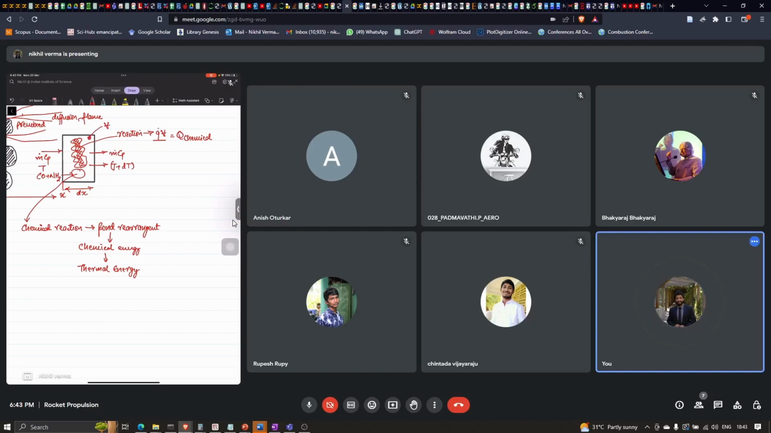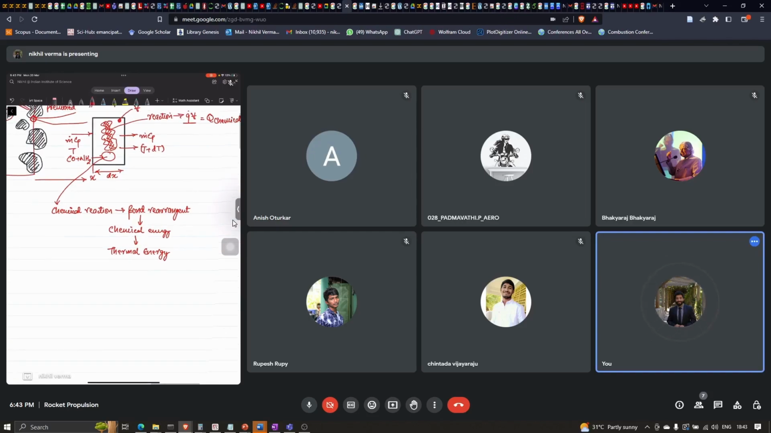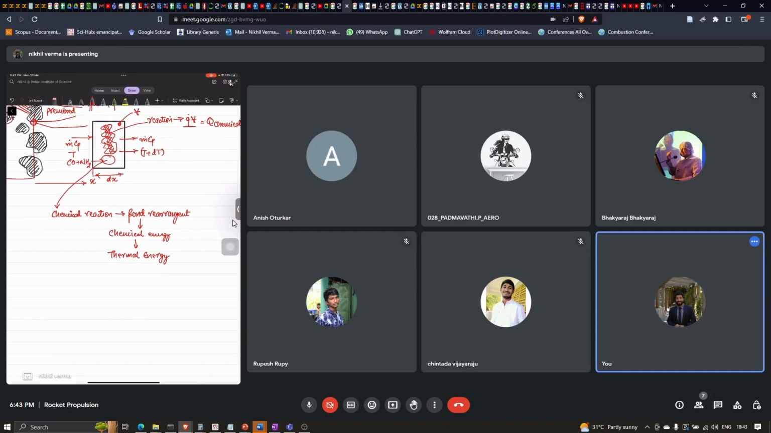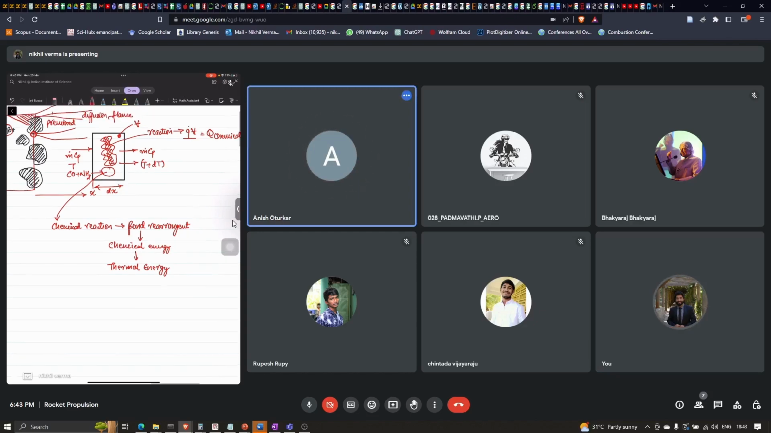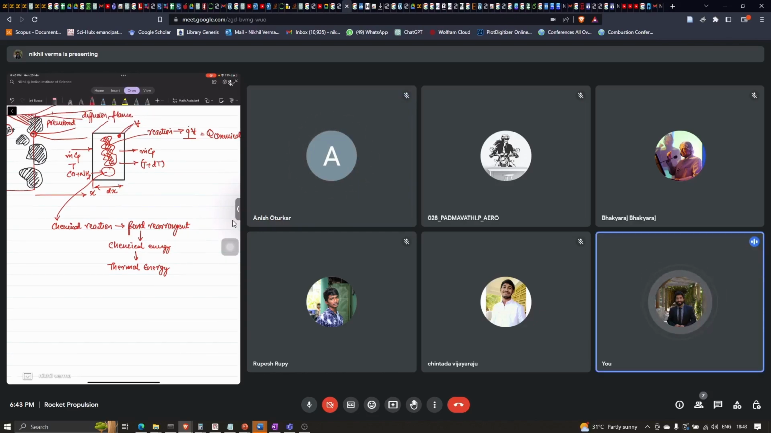Okay, did you understand? Yes, sir. Okay, so if I define the coordinates, this is the x axis, this is the y axis, and this is the z axis, and we are assuming that there is only a variation along the x axis. There is no change along the z or y axis.